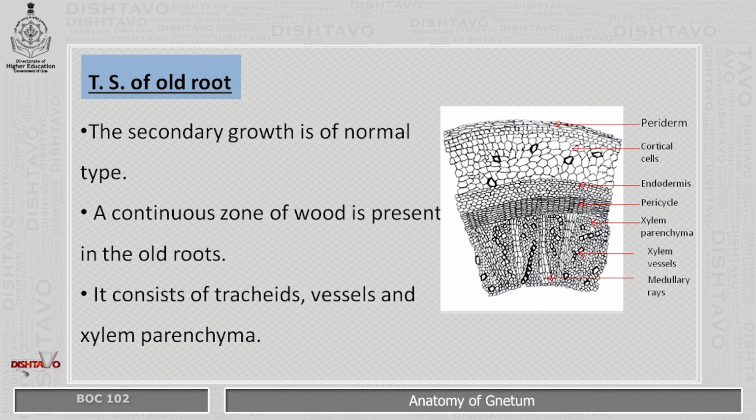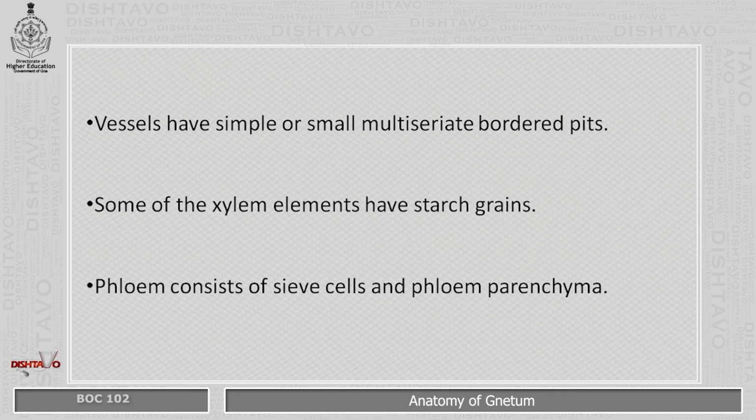Here, as we can see, the compactly arranged xylem parenchyma. In between we can see xylem vessels, and then vertically we can see the medullary rays. All these xylem elements, that is xylem parenchyma, xylem vessels and medullary rays, help in the transportation of water and nutrients. Vessels have simple or small multiseriate bordered pits which are dot like found in the vessels. Some of these xylem elements have starch grains, and phloem also consists of sieve cells and phloem parenchyma. The function of sieve cells and phloem parenchyma is the conduction of food, and they also help in conduction of mineral nutrients.